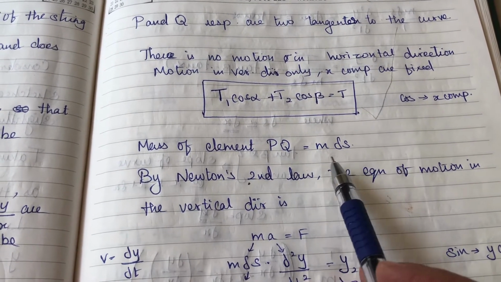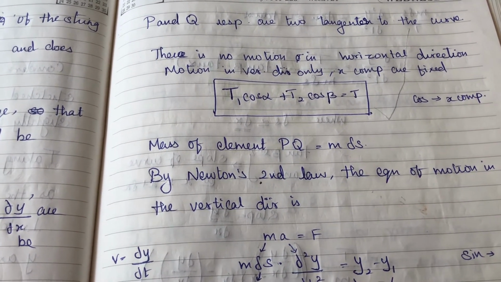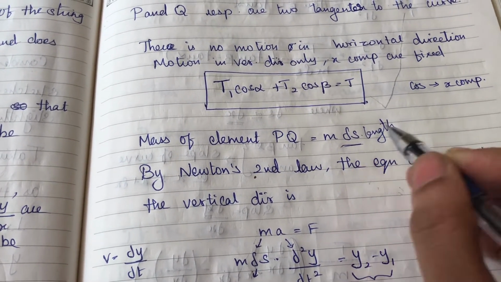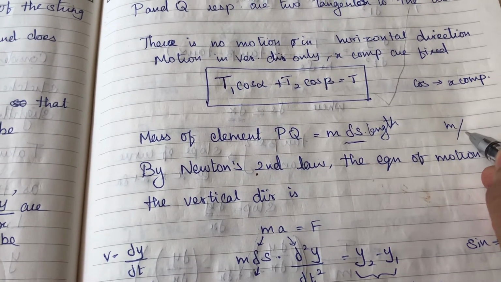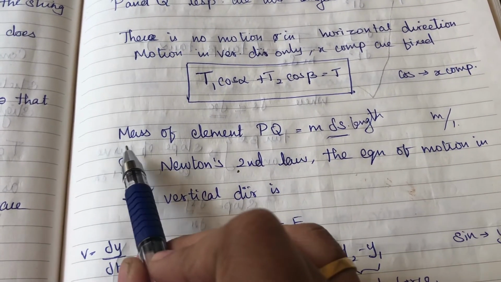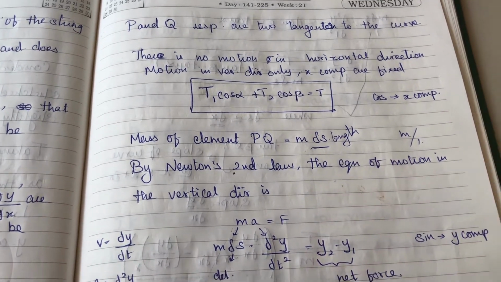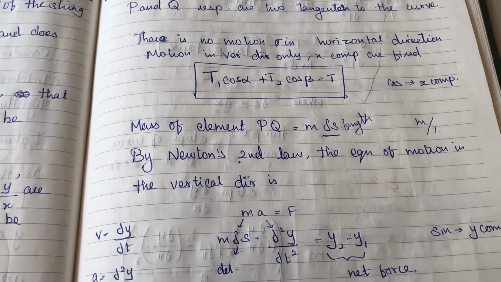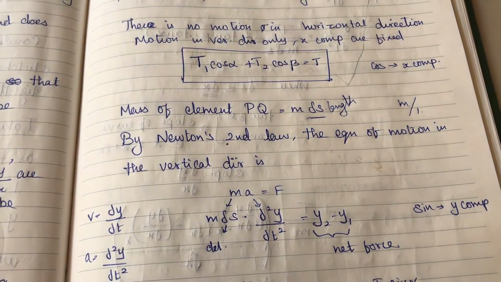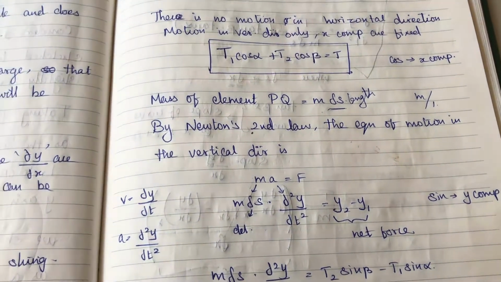And the mass of the element is what? M into del S. So this is the length, right? For unit length, the mass will be m for unit length 1. So the mass of the particular element PQ is mass into length. By Newton's second law, the equation of motion in the vertical direction will be, we know Newton's second law is F is equal to ma, mass into acceleration.